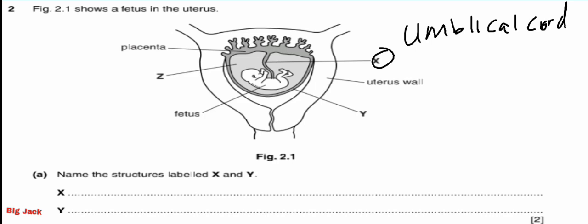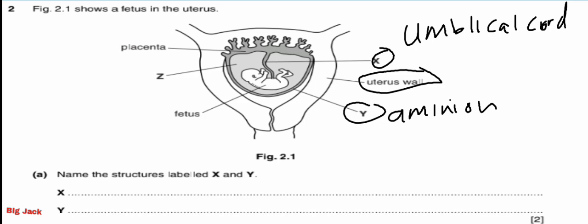So the next question is coming from reproduction in humans. It is saying figure 2.1 shows a fetus in the uterus. So we have part X. This part X is called the umbilical cord. The function of the umbilical cord is just the passage where the exchange of nutrients takes place. Then when it comes to the uterus wall, that is where the implantation occurs. Then we have part Y. So part Y is called the amnion.